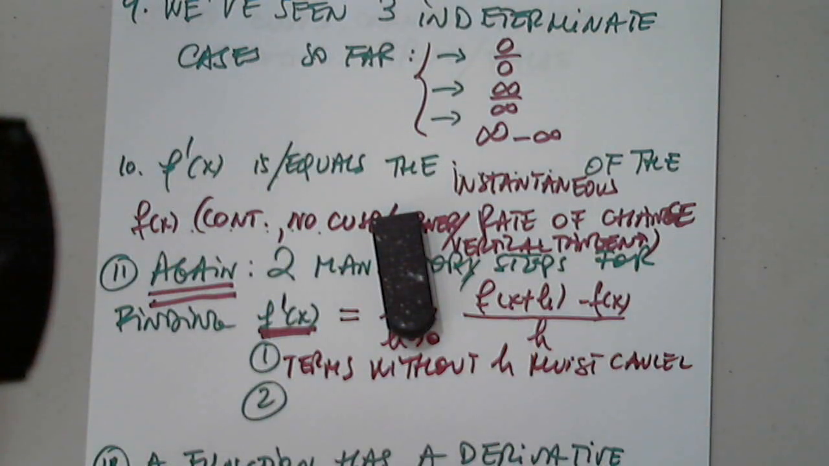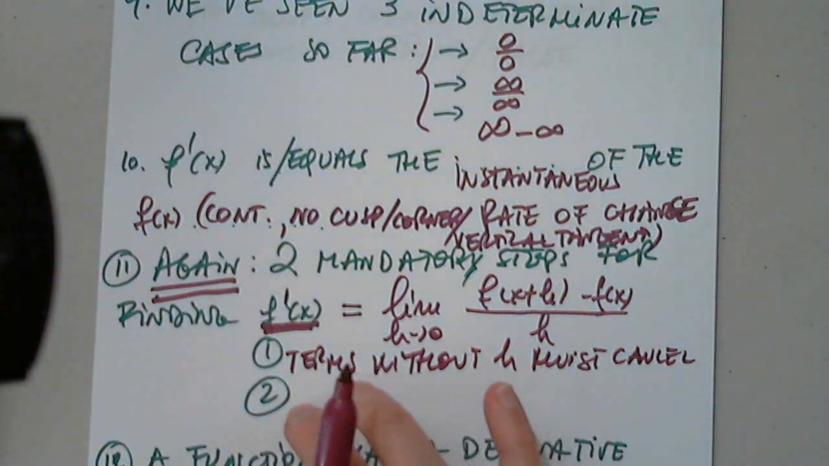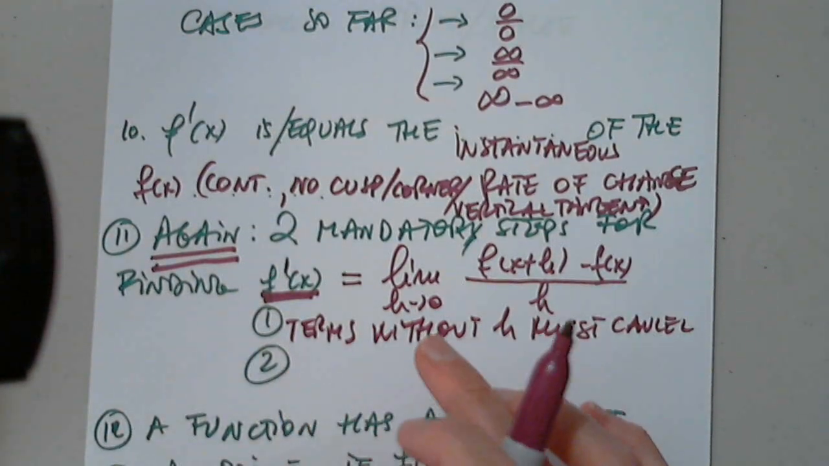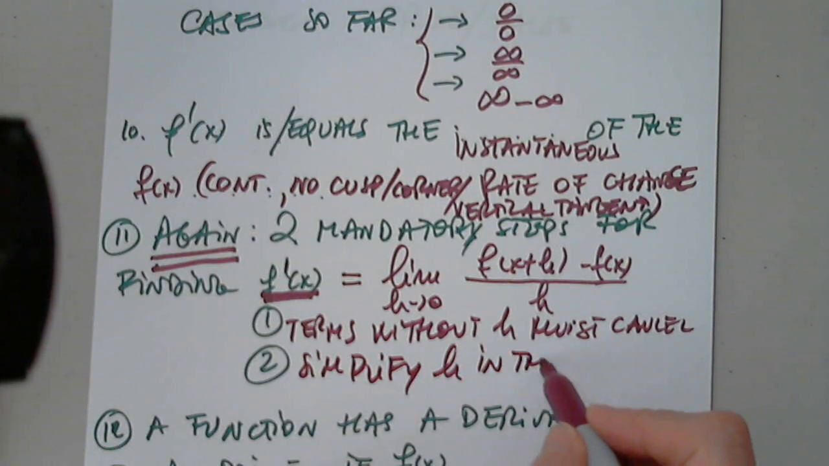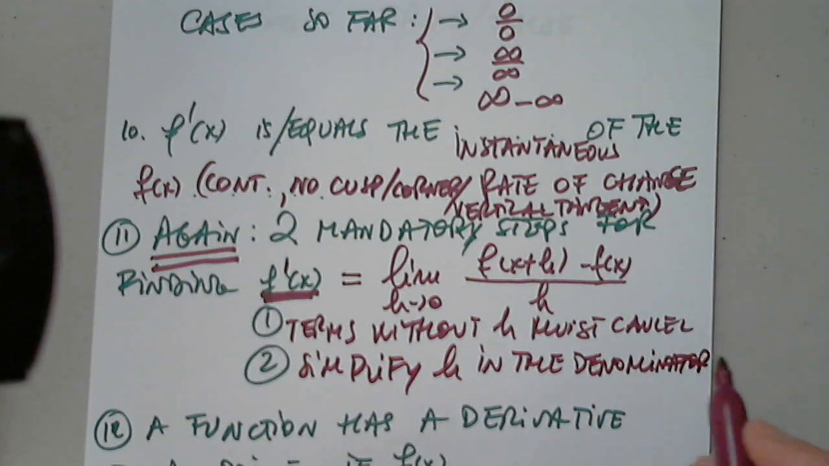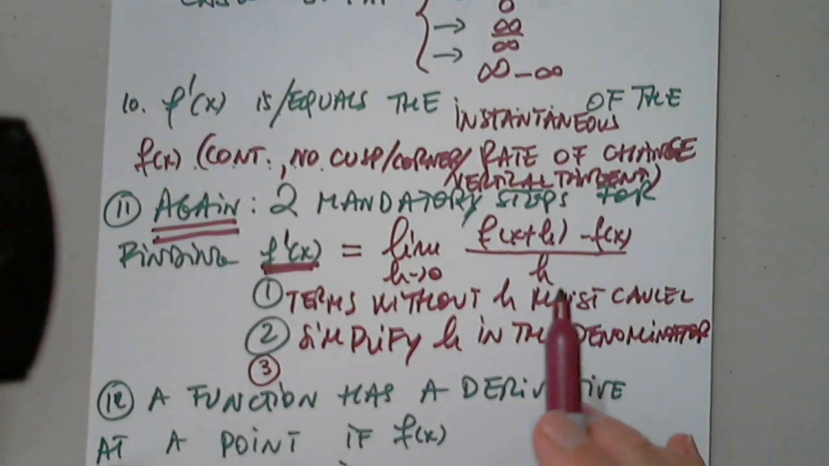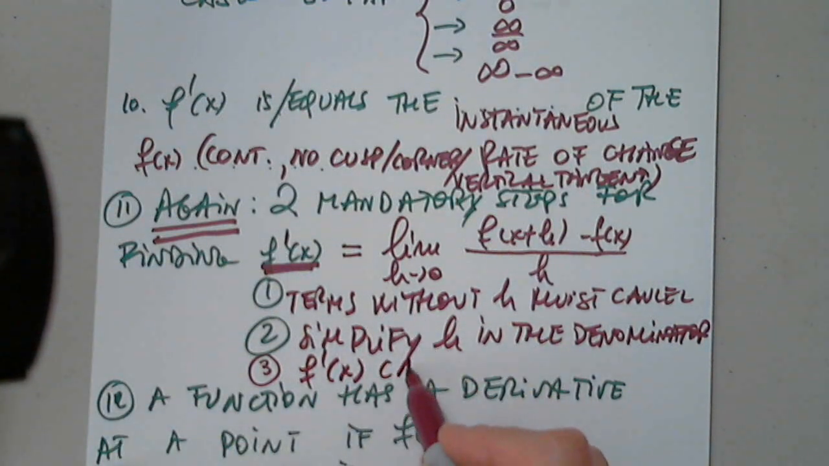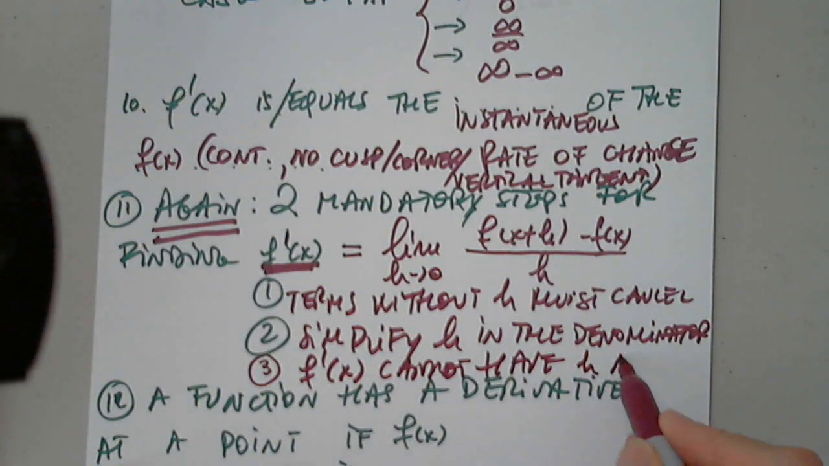Now, the second one needs an adjustment because we have the limit, okay? So the second one would have been simplify this h. So the second one is still simplify h in the denominator. That has to go away. But if you want to add the third one, we can add the third one here. In the final answer, f prime of x, final, cannot have h at all.